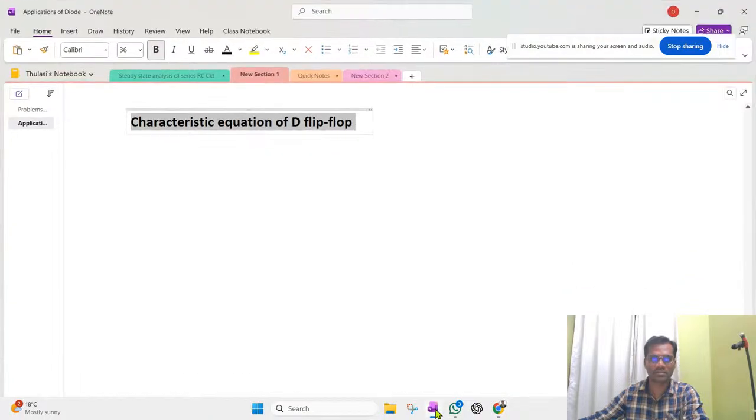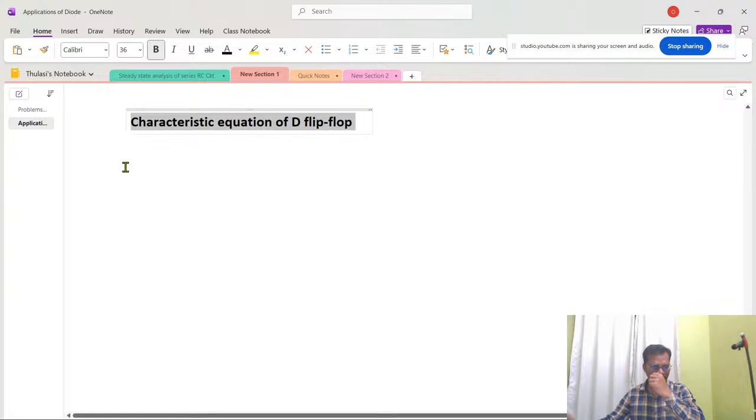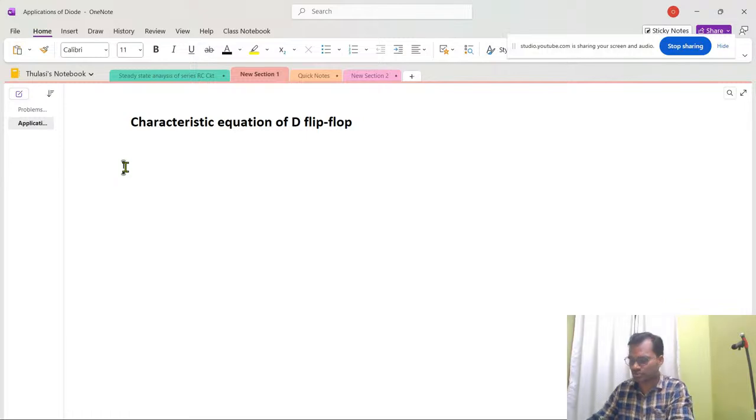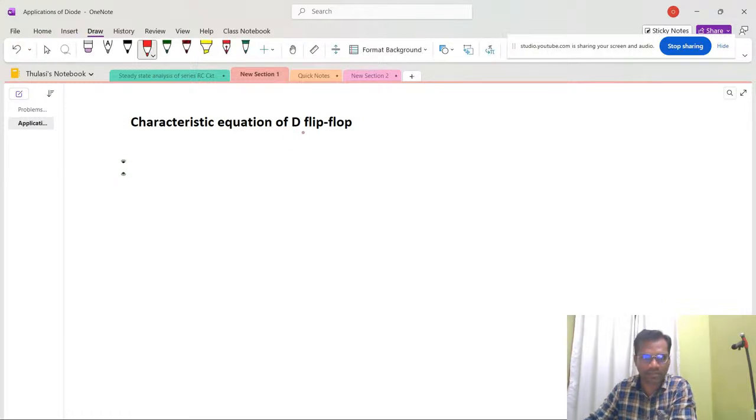So coming to the concept, the characteristic equation of a delay flip-flop. What is this characteristic equation? First we should know what is meant by D flip-flop and what is meant by D. Here D means a delay flip-flop. A flip-flop is a one bit memory storage device. If you want to store either 1 or 0, then we can use a flip-flop.